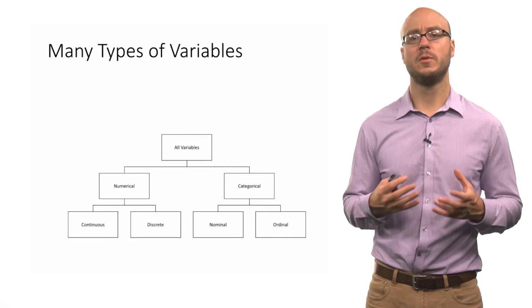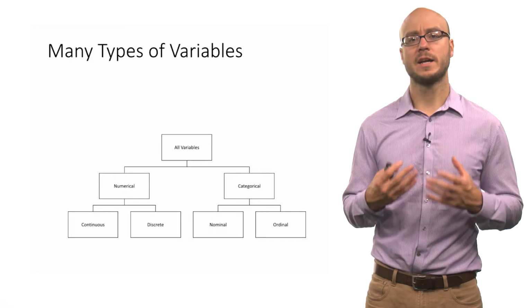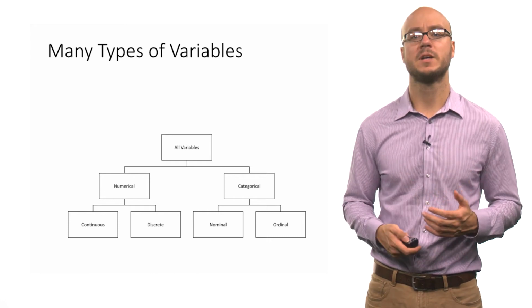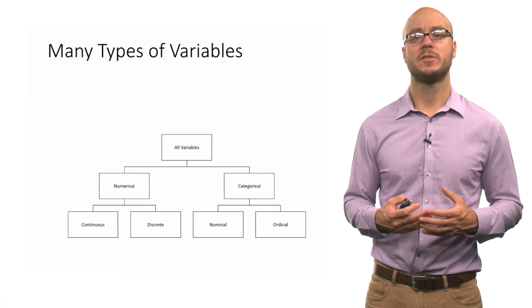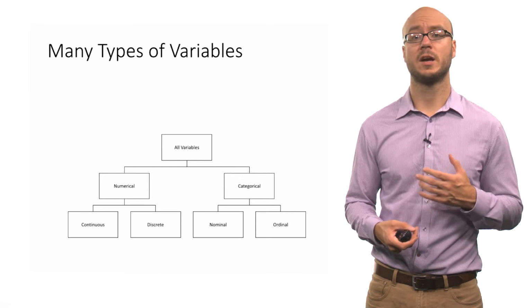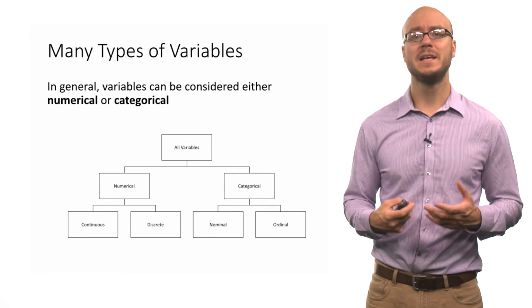So we've talked about a few of the different kinds of variables, but there are actually two main types and then two subtypes for each of these main types. We can think of variables as either being qualitative or quantitative, or to put it another way, we can think of variables as being categorical or numerical. It means the same thing.